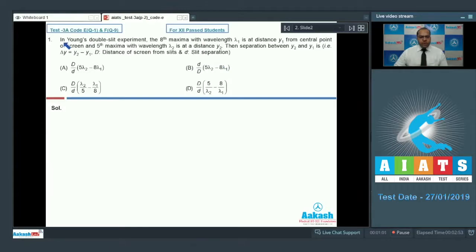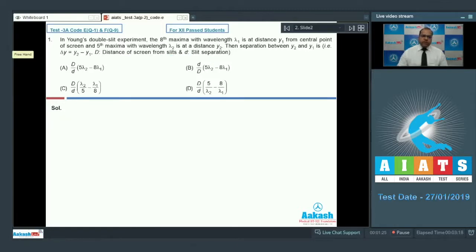In question number 1, in Young's double slit experiment, the 8th maxima with wavelength lambda 1 is at a distance y1 from central point of screen, and 5th maxima with wavelength lambda 2 is at a distance y2. Then separation between y2 and y1 is delta y, where capital D is the distance of screen from the slits and small d is the slit separation.